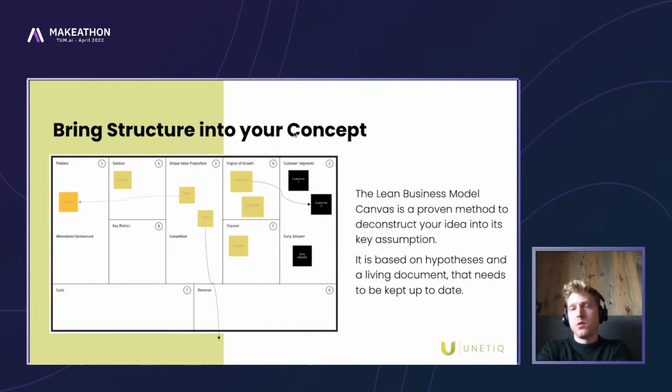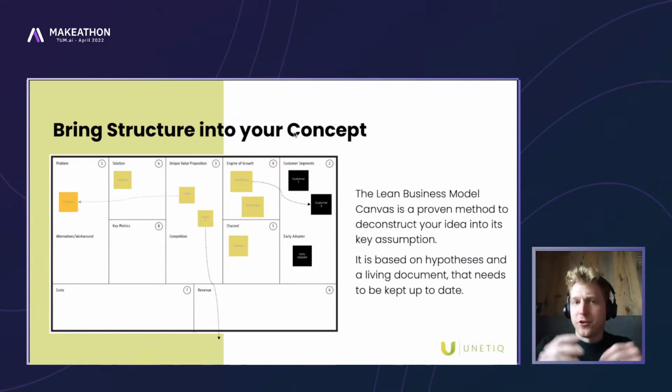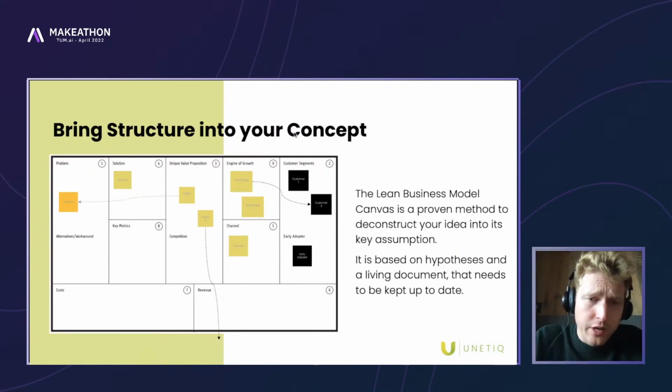The next step, once you have the idea, is one tool that we at UNETIQ worked with a lot for concretizing and restructuring our ideas and making them more defined: the Lean Business Model Canvas. It's a very proven method to deconstruct your idea into key assumptions. I'll walk you through this on the example of Airbnb within the next few minutes.